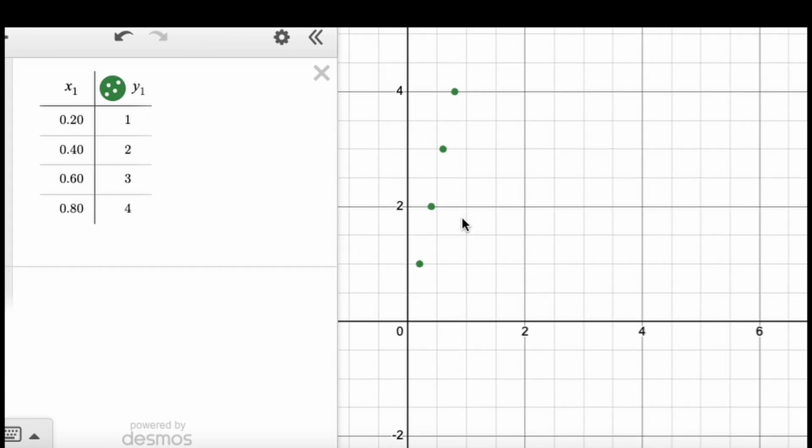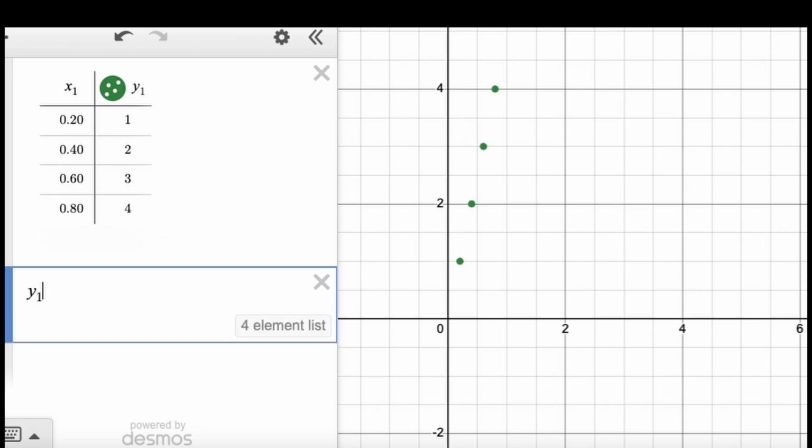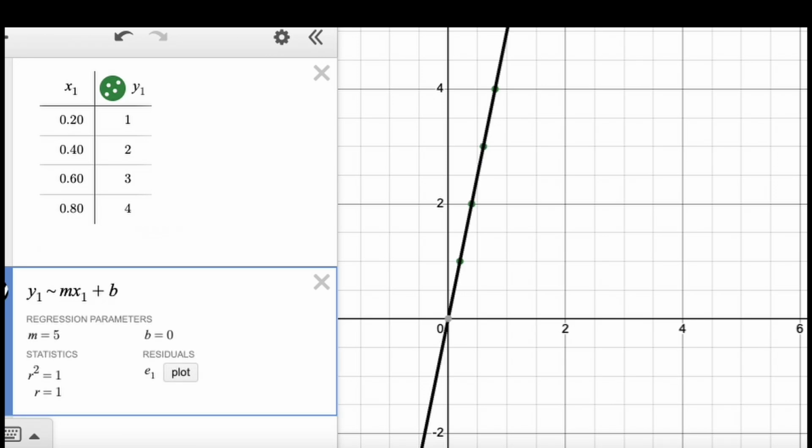Okay, you're going to get a nice plot of the data, and now we want to just do linear regression. Formula is y1 tilde mx1 plus b, and it gives us that the m value is 5. And now we just have to use units with that.